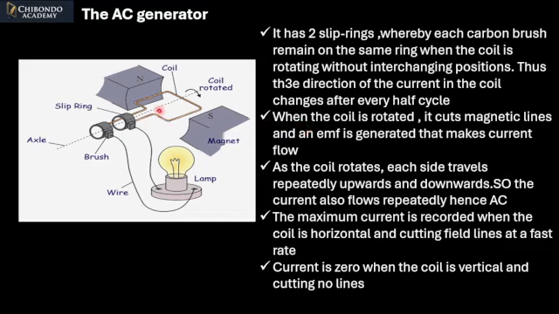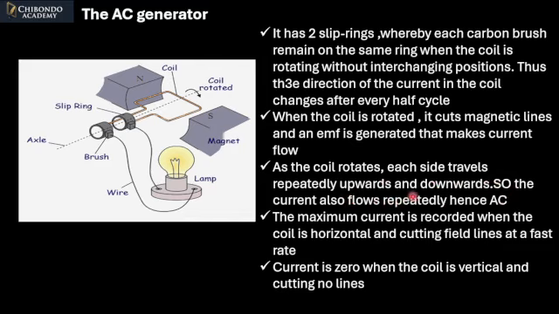So what is supposed to be done for the conductor to keep on rotating? You have to rotate this one manually. When this coil is rotated, it cuts the magnetic field lines, and an electromotive force is generated. This electromotive force makes current flow in the conductor. As the coil is rotating, each side travels repeatedly upwards and downwards, so the current also flows repeatedly, hence alternating current.